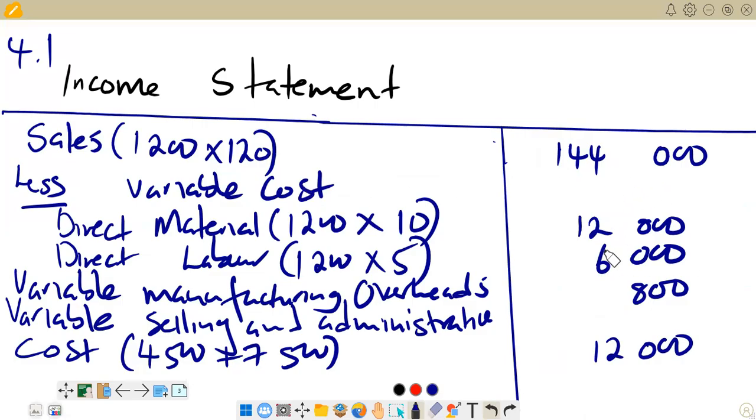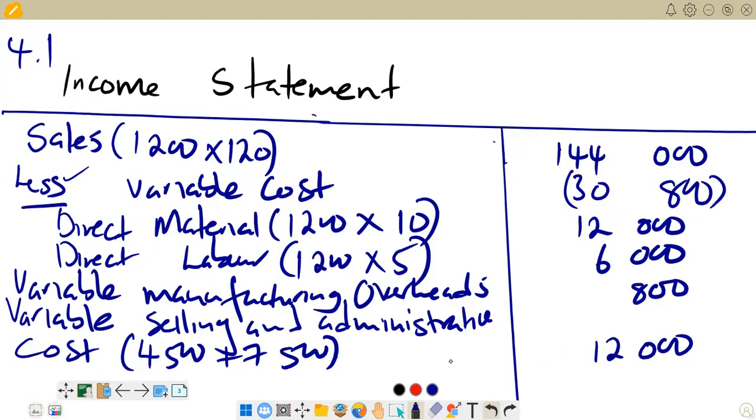So what we are supposed to do here, we are saying 12,000 plus 6,000 plus 800 plus 12,000. So if you add those ones, you are supposed to get 30,800. So our 30,800 is coming here. And remember, we are saying less. Whenever we are saying less, we are subtracting. So you can show by putting brackets.